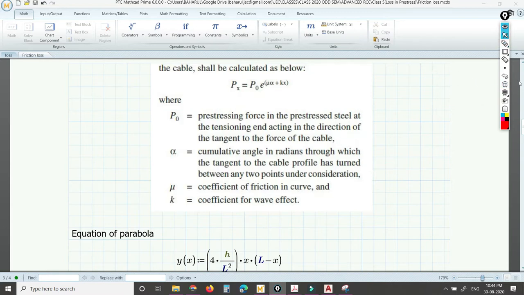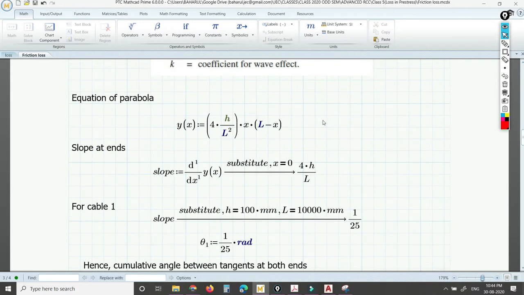Now let's go into the solution. First of all, as you have seen in the equation, we need to find alpha, that is the cumulative angle. Before that, we need to find the angle of the parabola. As we have seen, the cable has a profile something like this. As this is parabolic, when we pull the cable through the duct, because of this profile there will be friction between the duct and the cable. So the first thing we need to find is the slope, that is, what this angle is.